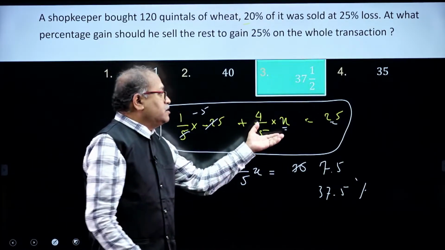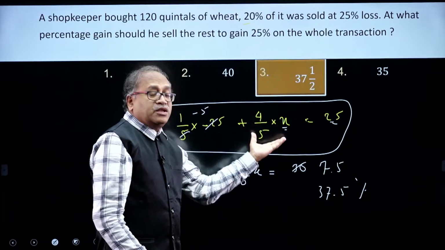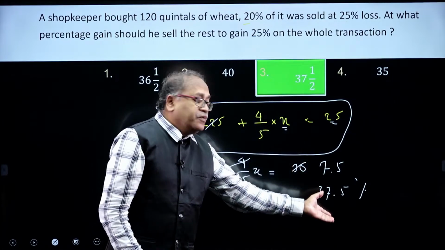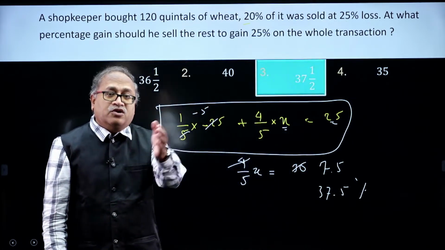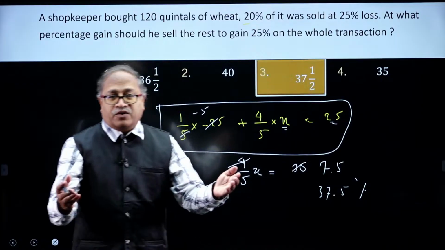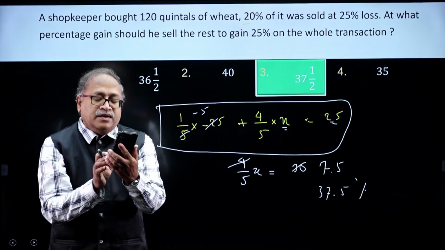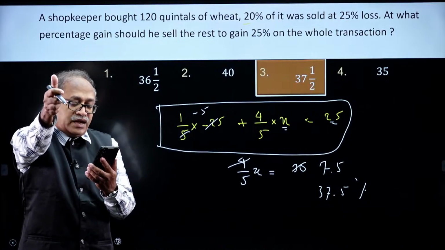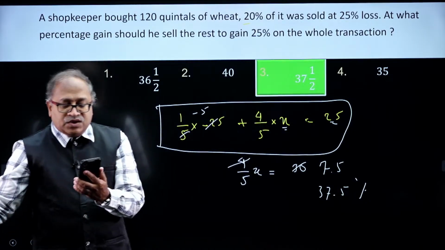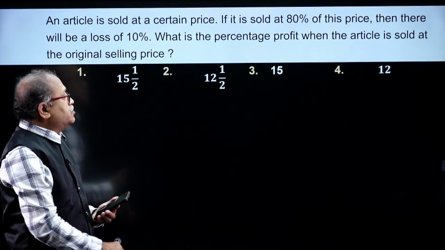That means the remaining goods should be sold at a profit of 37.5% in order to get overall 25% profit. Hope my friends are understanding. Yeah, 75 by 2. That is right, Mr. Naidu. That is right.